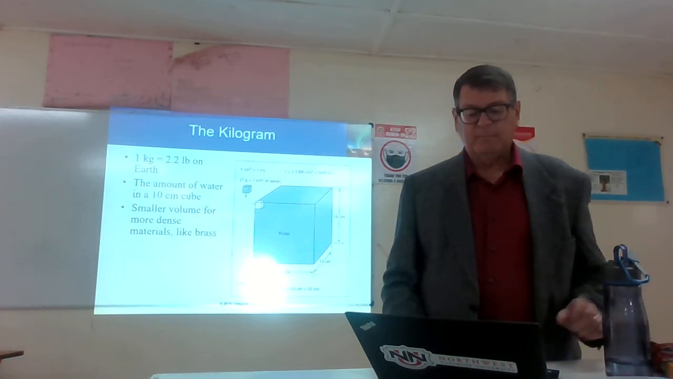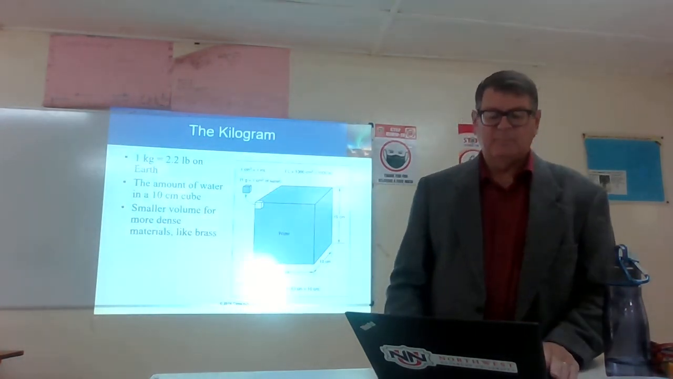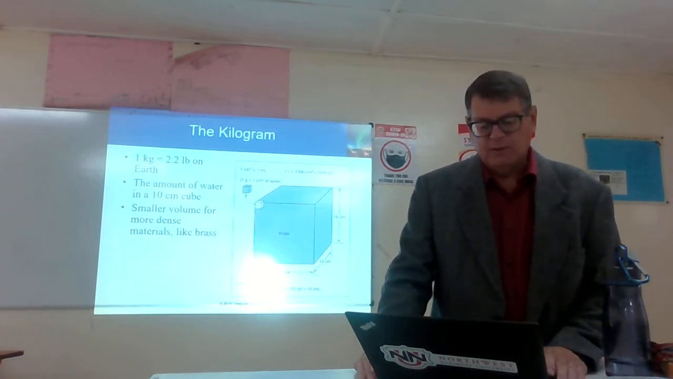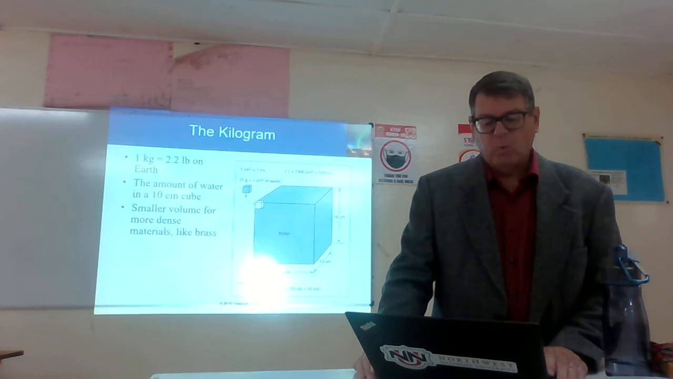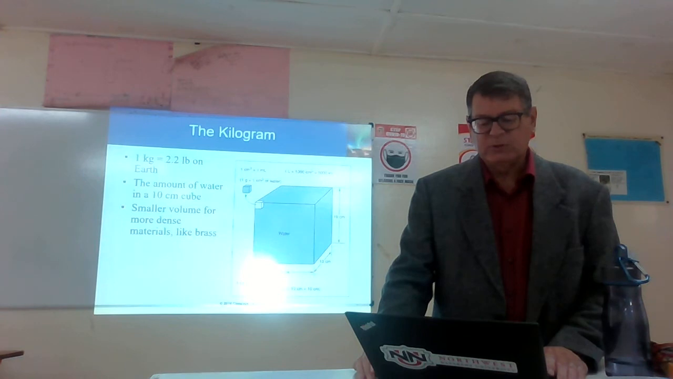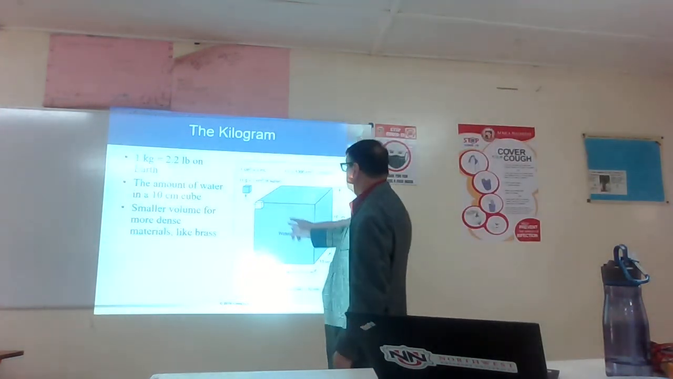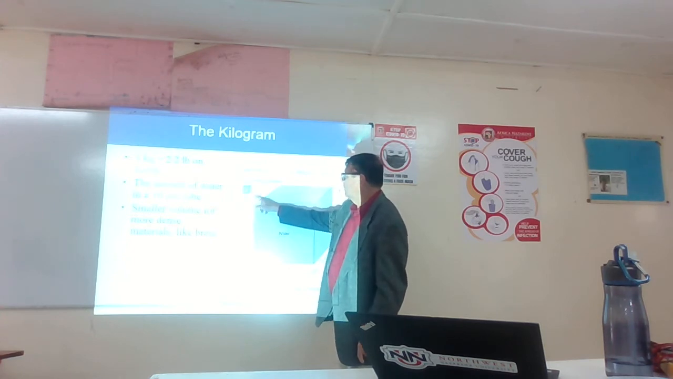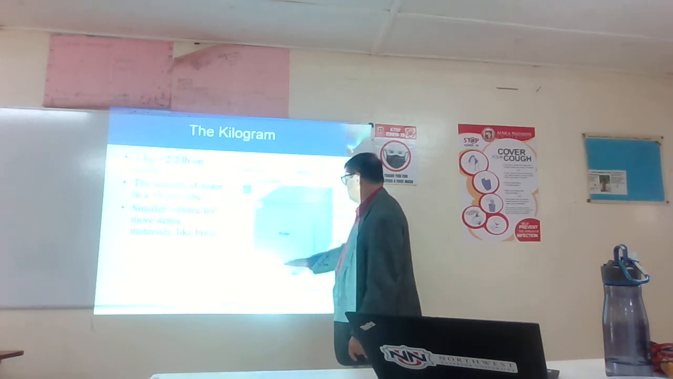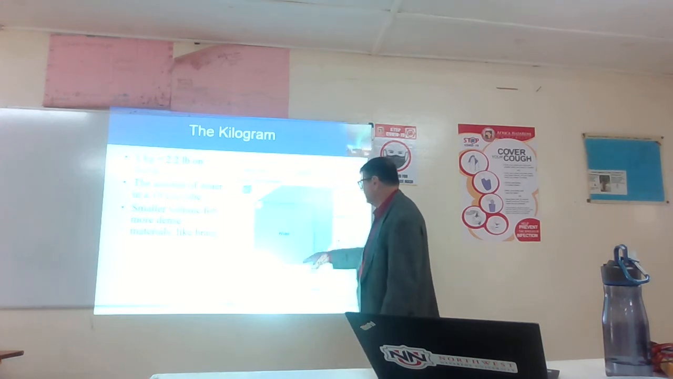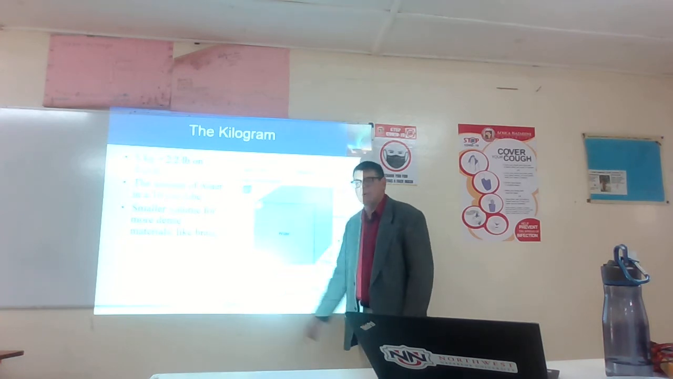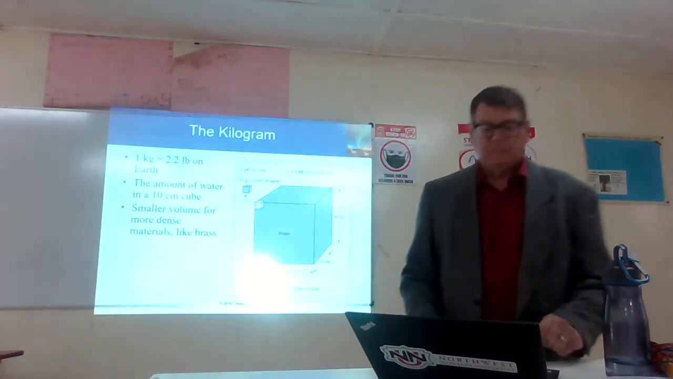Let's talk about the kilogram. The kilogram is about 2 pounds if you're looking at the American scale. It's the amount of water in a 10 centimeter cube, just like this picture shows. And if you go to the corner of that and take just one cubic centimeter, that would weigh 1 gram, and this 10 by 10 by 10 is 1,000 cubic centimeters, which is the same as 1 kilogram. Any questions about that?